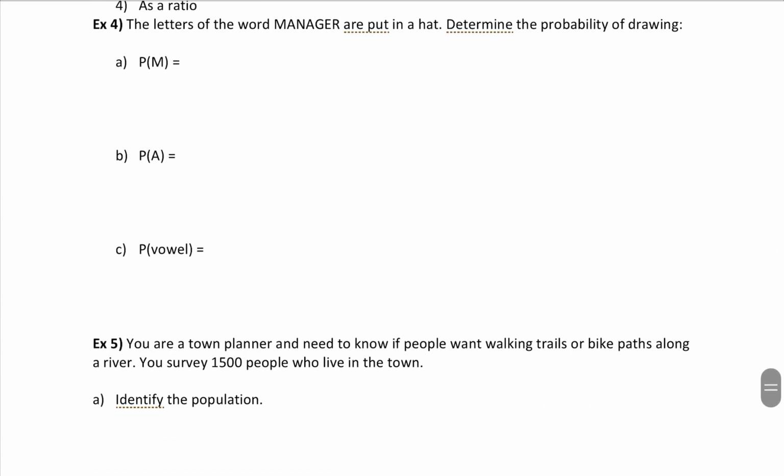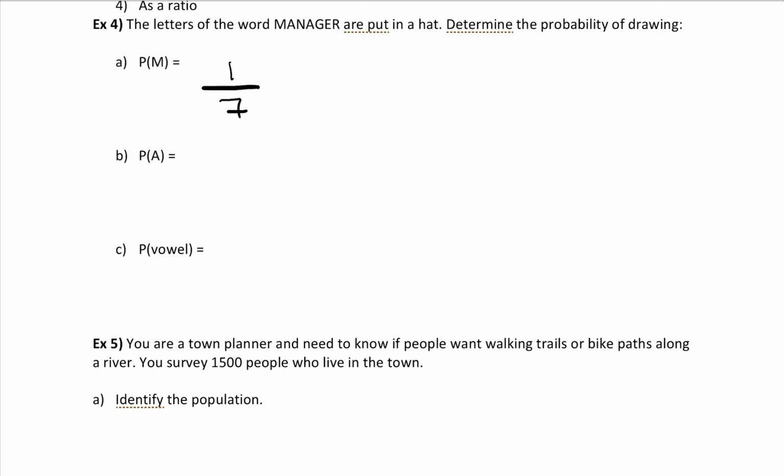and as a ratio. Example 4, the letters of the word manager are put in a hat. Determine the probability of drawing an M. So this is just another way of saying probability of getting an M. So if you look at the word manager, there are 7 letters in total. A wants to know the probability of getting an M. So out of those 7 letters, how many are M's? Just 1. So that would be our fraction.